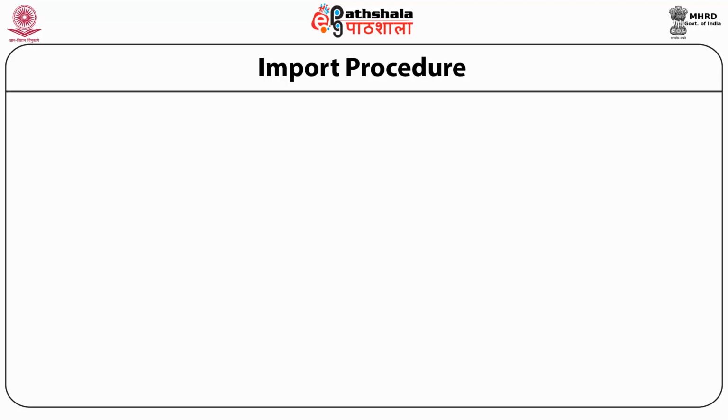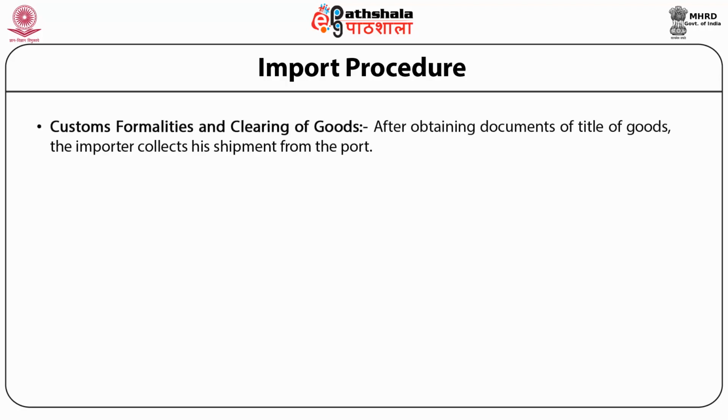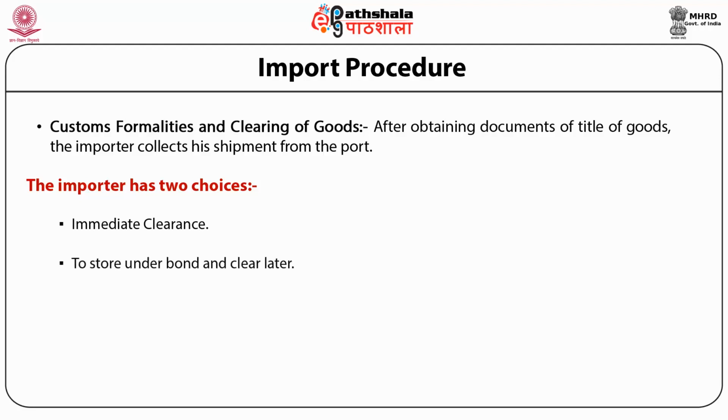The other step is custom formalities and clearing of goods. After obtaining the documents of title of goods, the importer collects his shipment from the port. The importer has two choices, that is immediate clearance and to store under bond and clear later. The following procedure is followed for collection of shipment at the port.